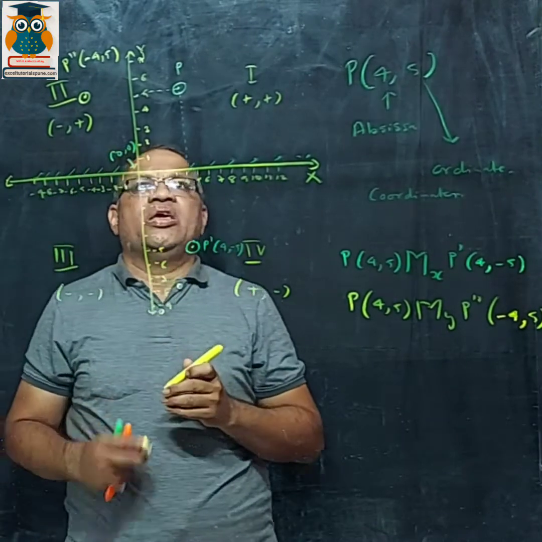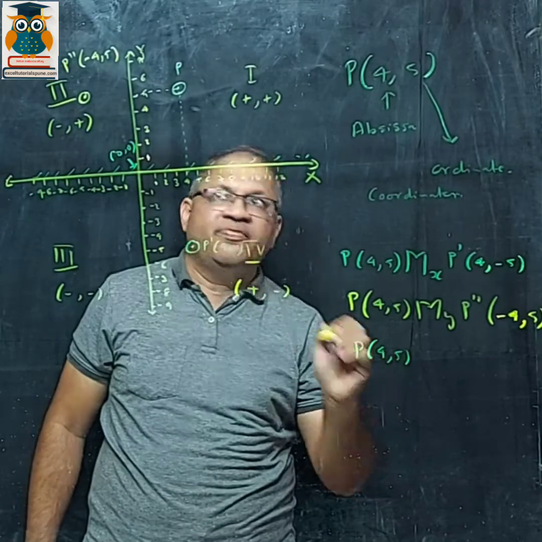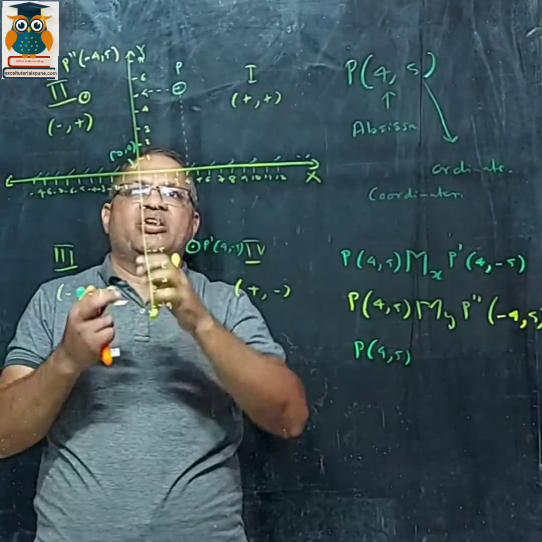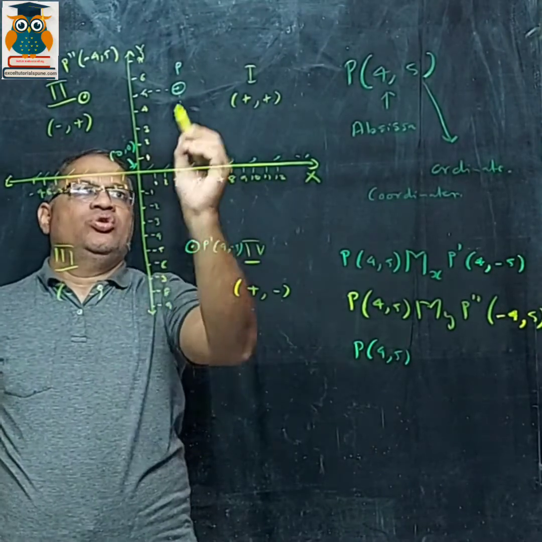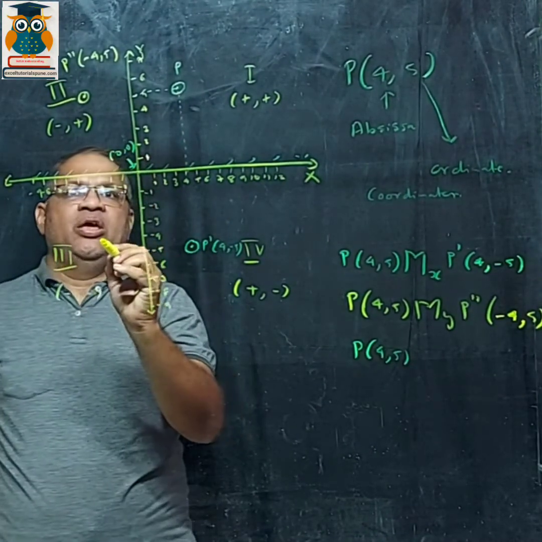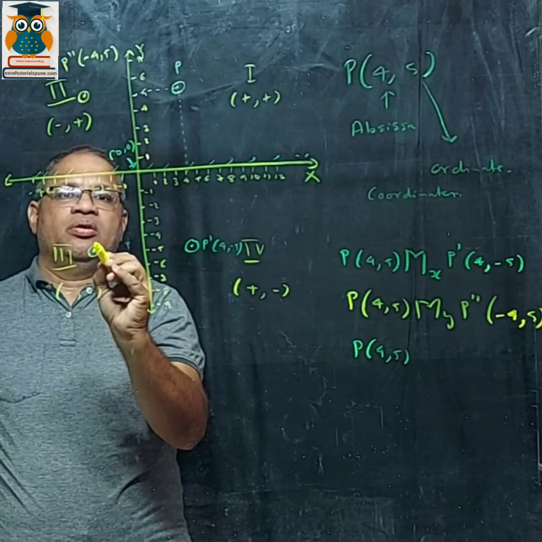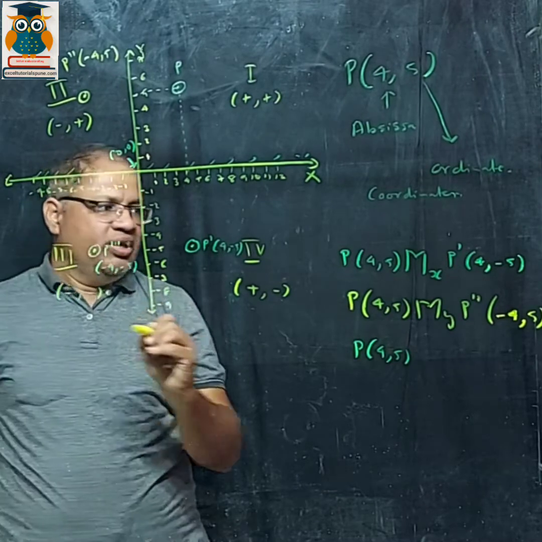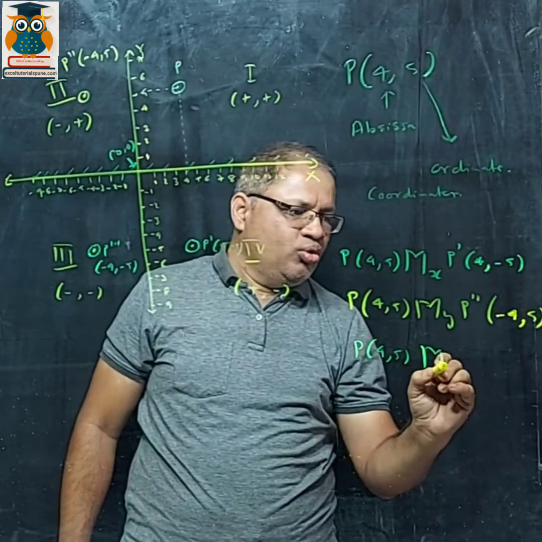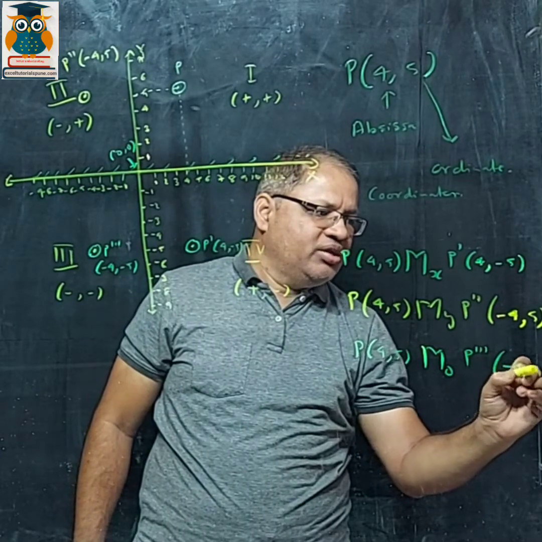If this point P (4, 5) is reflected in the origin, the mirror is kept like this, so this point will come to this side. So (4, 5) will become (-4, -5). It will be somewhere over here. This is P triple dash, (-4, -5). So for reflection in the origin, P triple dash will be (-4, -5).